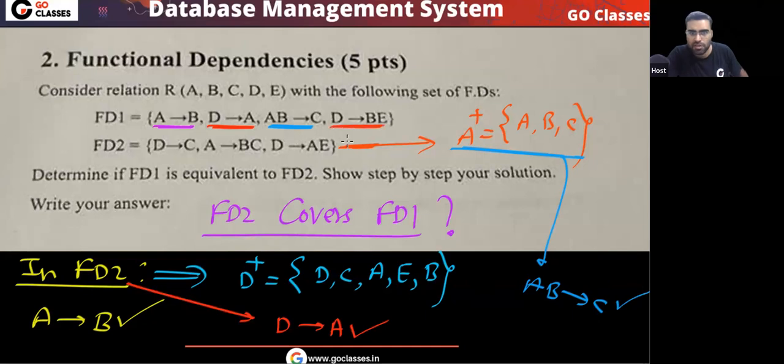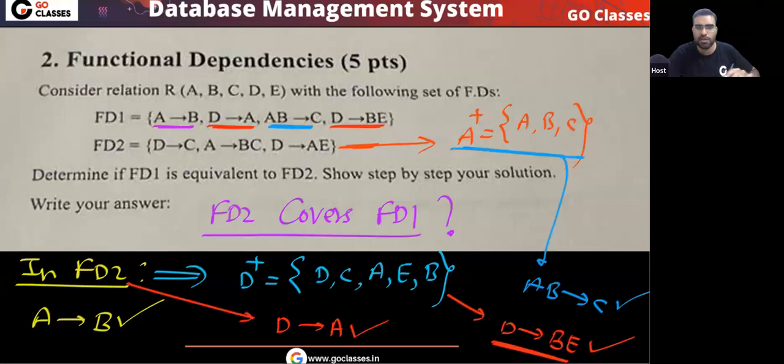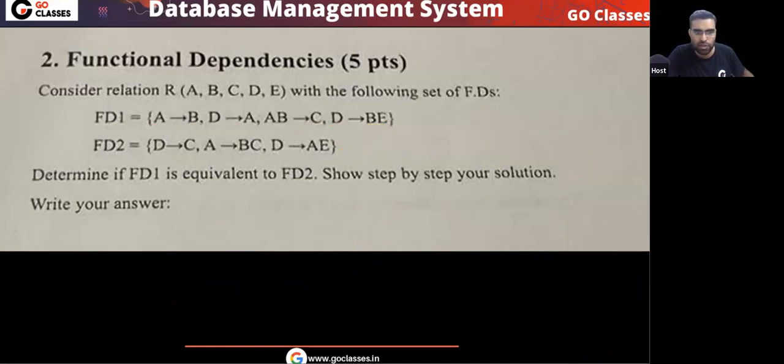What about this? This also you got, right? So D determining BE, D determining BE. This also you got. So you got all of them. Yes or no? Is this clear? Please tell me. You got all of them. Means FD2 covers FD1. The answer is yes. So finally, what is the answer?